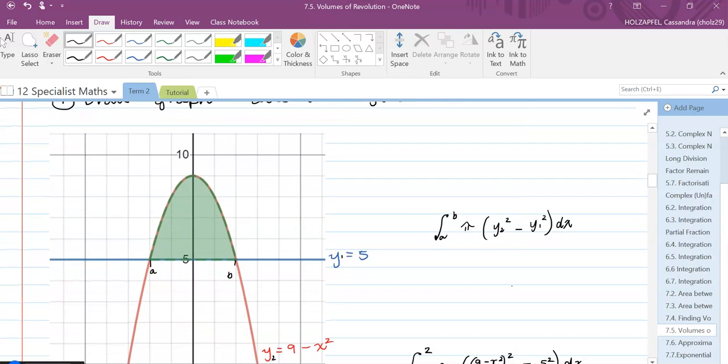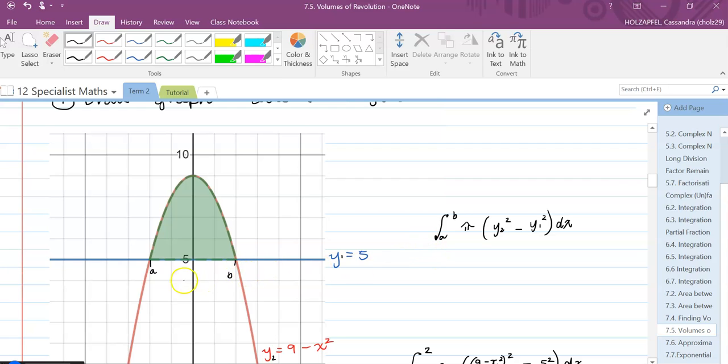In this case, this red function is our y is equal to 9 minus x squared. For the region here, this red line is on top. And so therefore, we're going to subtract this blue line, y is equal to 5, from our red line.